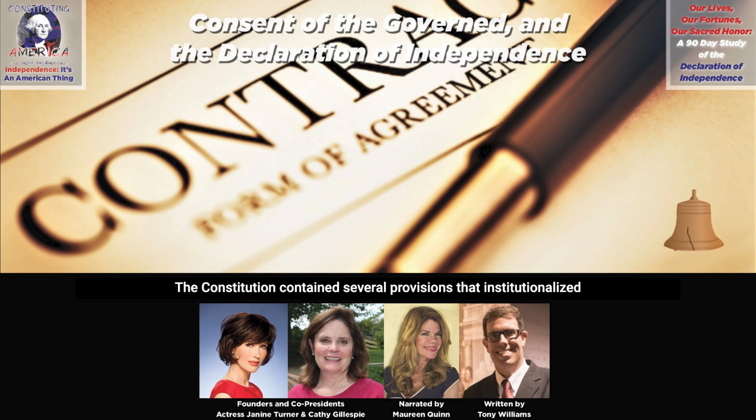The Constitution contains several provisions that institutionalized popular consent. We the People established the constitutional government divided into three branches of government, with the Congress, and specifically the House of Representatives, representing the people most directly. As Madison wrote, in republican government, the legislative authority necessarily predominates. The Constitution provided for free direct and indirect elections and limited terms of office. The document guaranteed to every state in this union a republican form of government.